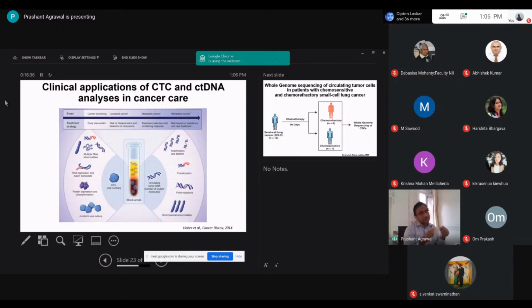So all such different alterations at the level of DNA. And this is the beauty of liquid biopsy: we call it minimally invasive because you may not need to go for surgery multiple times. You just get the blood sample from the patient and you ask the similar kind of question, what kind of alterations are present at the level of DNA.